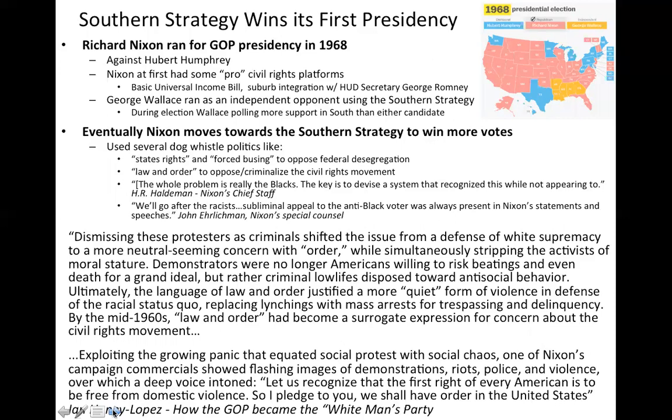But at the same time, he's in the middle of this campaign, and George Wallace is running basically a Southern Strategy campaign, and it's just dominating the polls in the South. So at the last second, he kind of freaks out, and Nixon turns to some Dixiecrats, turns to Strom Thurmond and other people as advisors, and they help him craft this campaign around racial dog whistles.